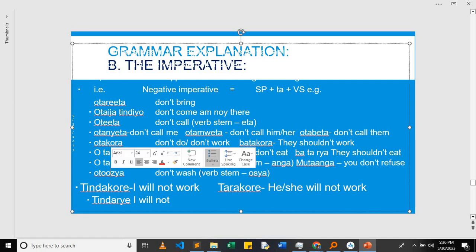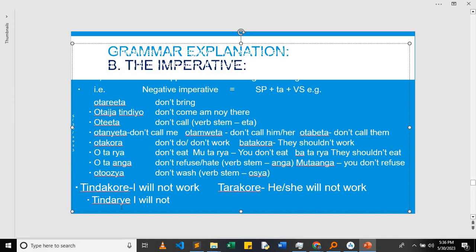Then we have otozia. Don't wash. Otozia. Okozia, actually ozia means to wash. I think it is more like in Kiswahili, isn't it oza? That is to wash. So here we have ozia. And you find mostly we call it, so to wash is kwozia, which in Kiswahili would be kozia, koza.